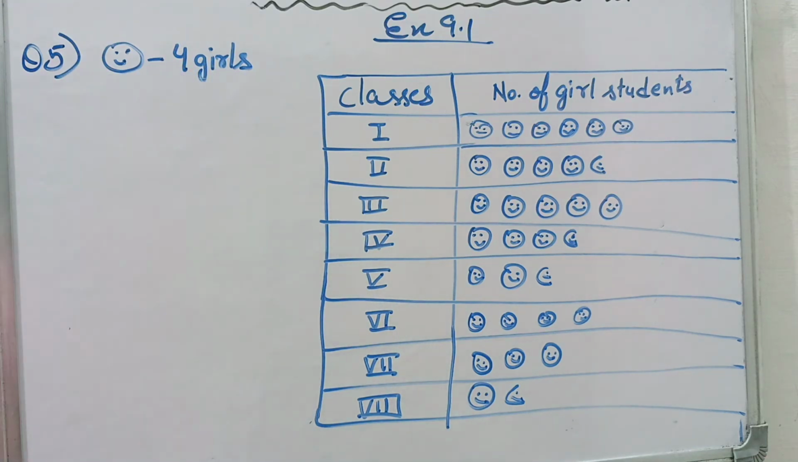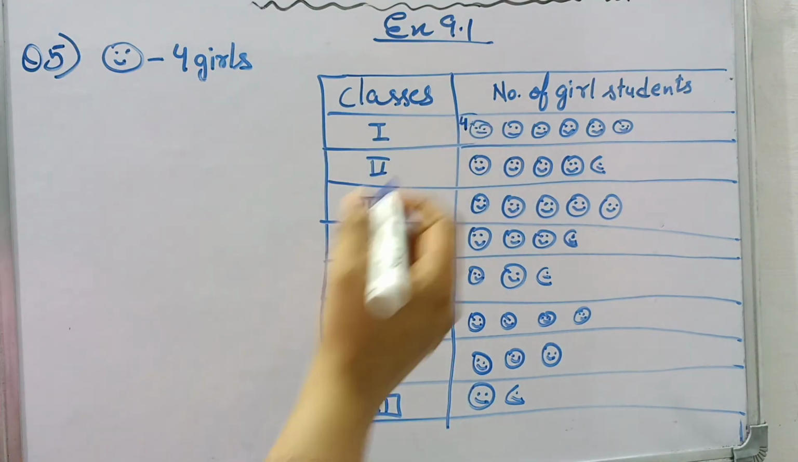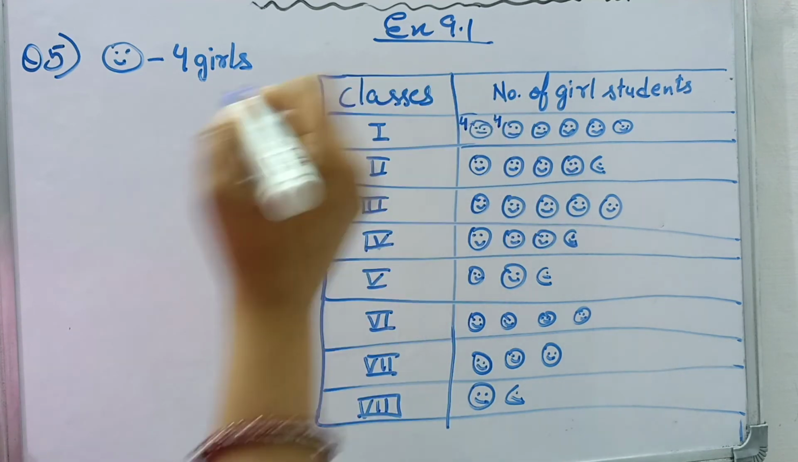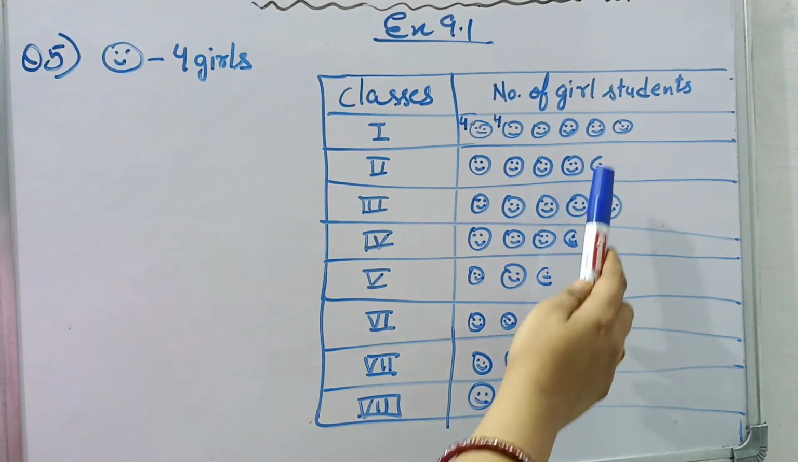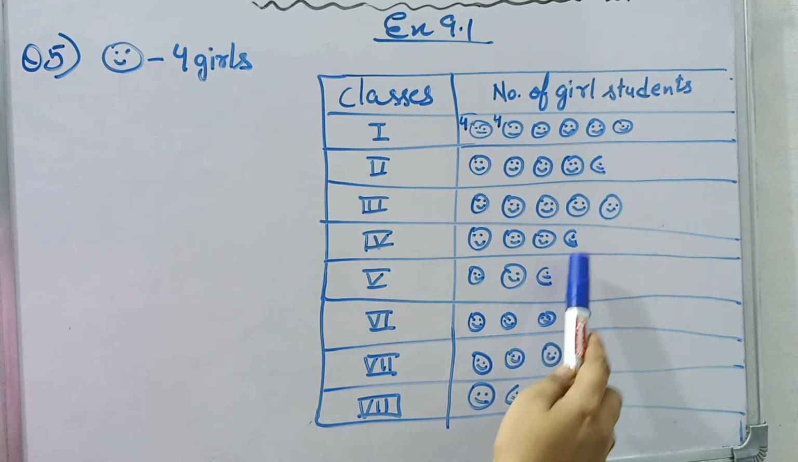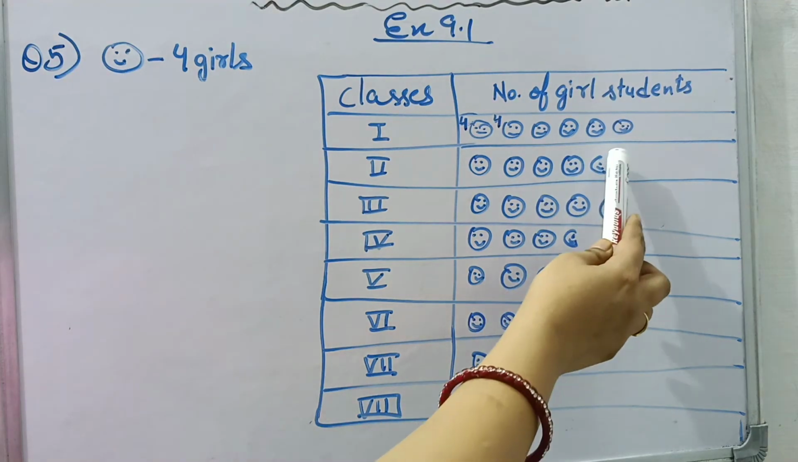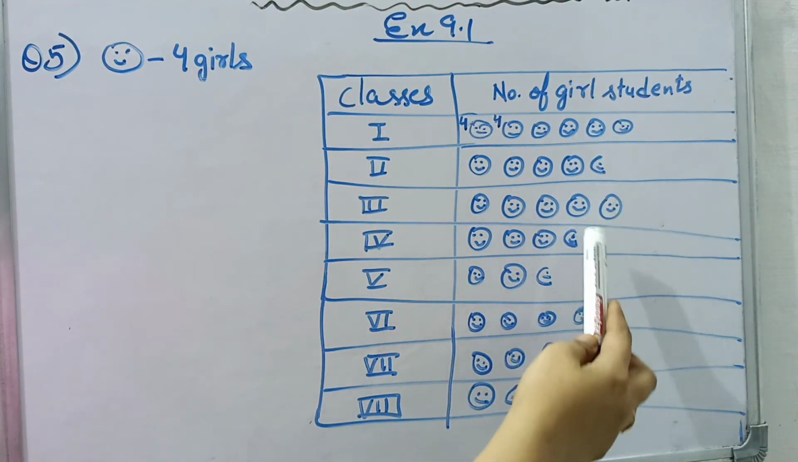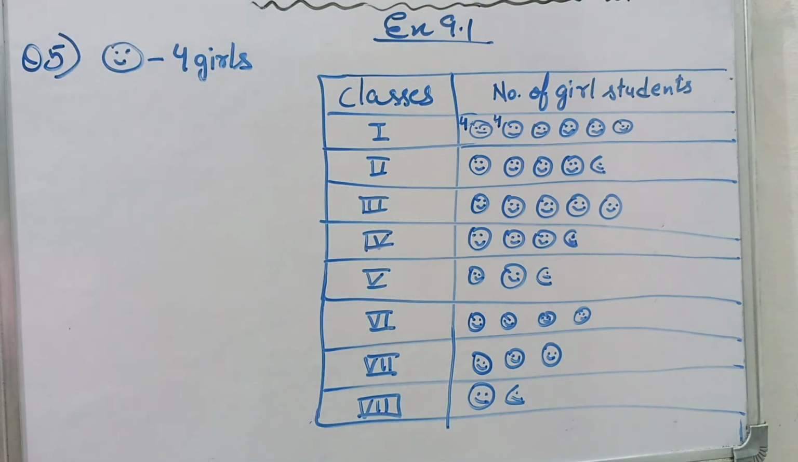So that means this one face means 4 girls. Next face means the next 4 girls. So this we will take into consideration and we will count accordingly. But we can see in some classes there are half faces also. So what does that mean? That means the number for these half faces will be half of the scale. That we will look into in the questions accordingly. Come to the first question.